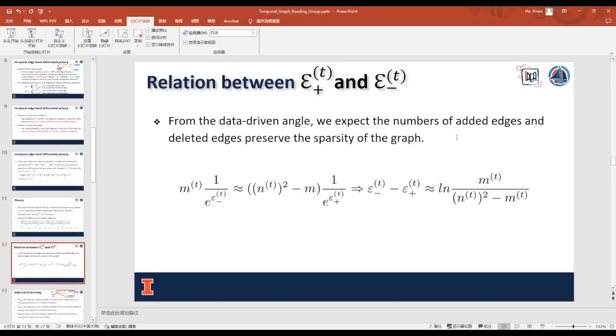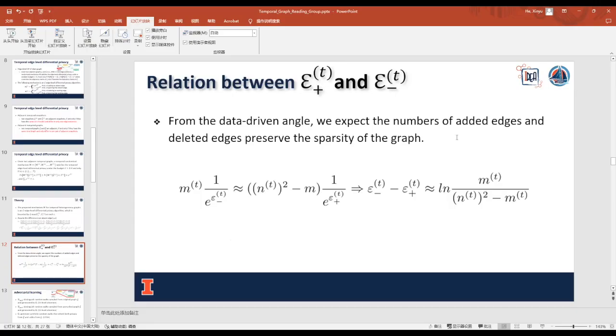So although there's no explicit relationship between epsilon plus and epsilon minus, and you can set them as hyperparameters in the experiments, from the data-driven angle we expect that after going through the mechanism, the sparsity of the graph remains the same.